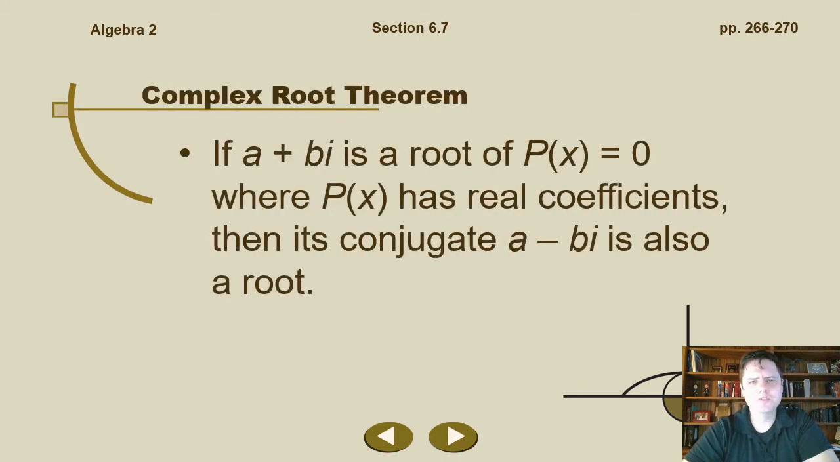Similarly, by the complex root theorem, if a plus bi is a root, where p of x has real coefficients, then the conjugate a minus bi is also a root.